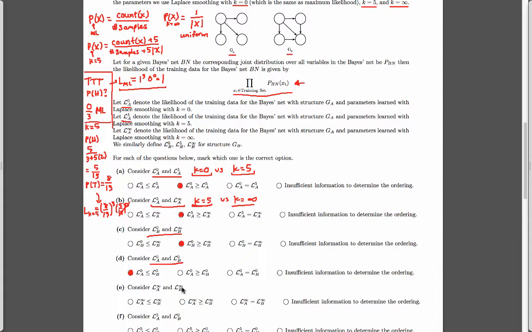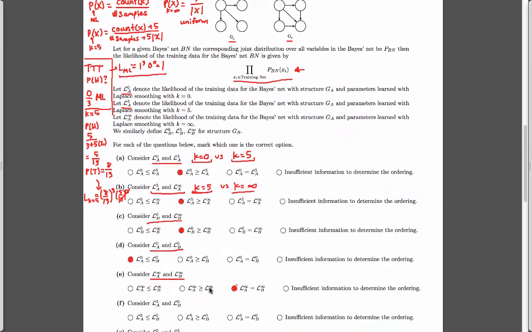Part F is similar, but let's start with part E. In part E, both of these are modeling with k equals infinity. As we saw before, these distributions are going to be the uniform distribution, so this isn't using any information from your training data. It's just assuming that all of the probabilities are equally likely. Therefore, the likelihood of your training data is going to be the same under both of these, so LA at k equals infinity is going to be equal to LB at k equals infinity.